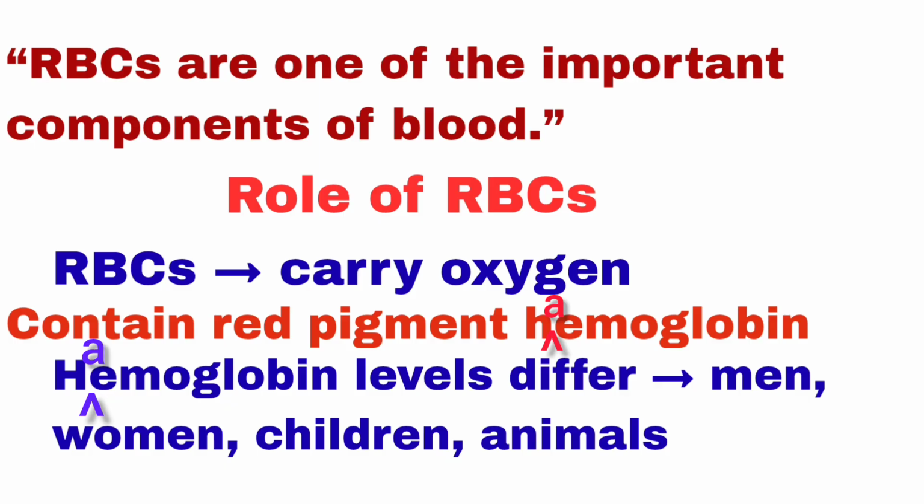So which pigment is responsible for carrying oxygen in our body? Hemoglobin. And which cells carry oxygen? Red blood corpuscles or RBCs carry oxygen. And why do RBCs carry oxygen? Because they contain the pigment hemoglobin. And do hemoglobin levels remain the same in all humans and animals? No, they differ in men, women, children and different animals.